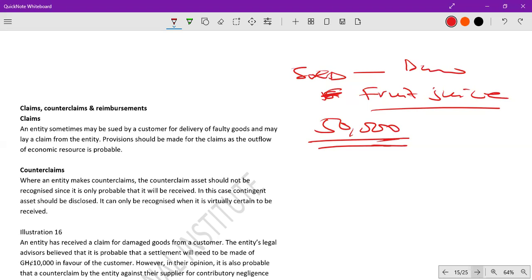You can only recognize this if it is virtually certain that the amount will be received. That is, XYZ has accepted the liability and they have promised to pay, and there is evidence with signatures and other things that they will pay. That one is certain. You can recognize the amount. But in the case where they have not given any firm commitment, how much do we recognize and disclose as a contingent asset? How much?